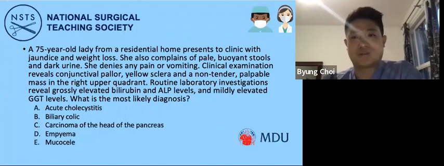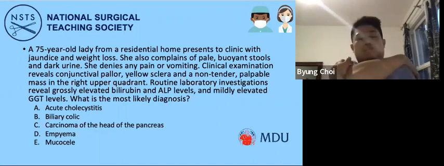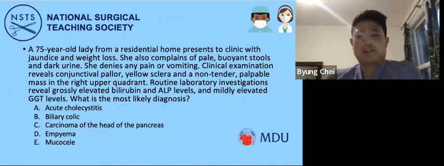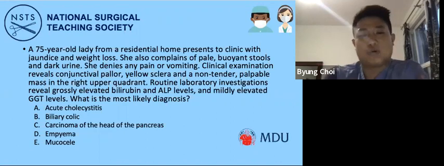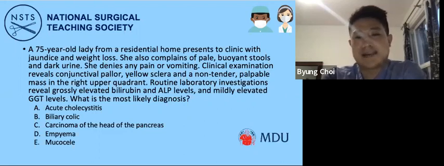So, we've got a 75-year-old lady from a residential home presents to the clinic with jaundice and weight loss. She also complains of pale, buoyant stools and dark urine. She denies any pain or vomiting. Clinical exam reveals conjunctival pallor, yellow sclera, and a non-tender palpable mass in the right upper quadrant. Routine lab investigations reveal grossly elevated bilirubin and ALP and mildly elevated GGT. What's the diagnosis?